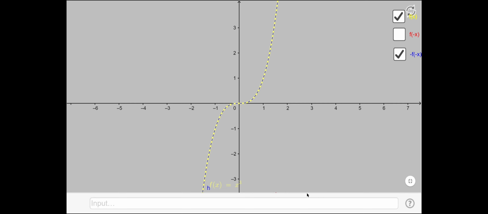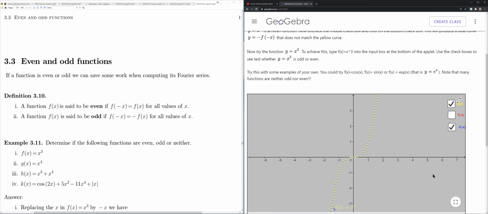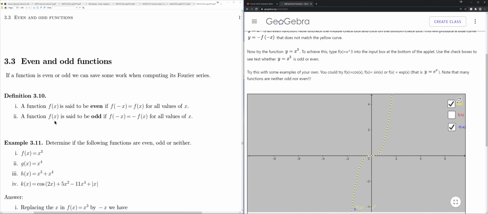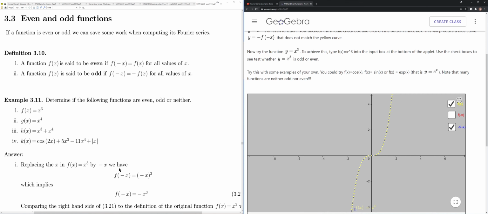So an example of a function that is odd, a function that satisfies f of minus x equals minus f of x, is when f of x is equal to x cubed. And we can check the work in here. This is done in this example, looking at it graphically, but you can actually work it out.